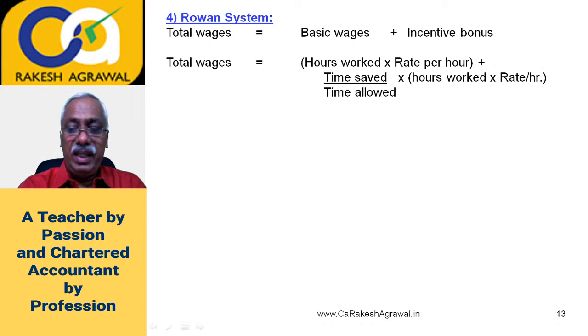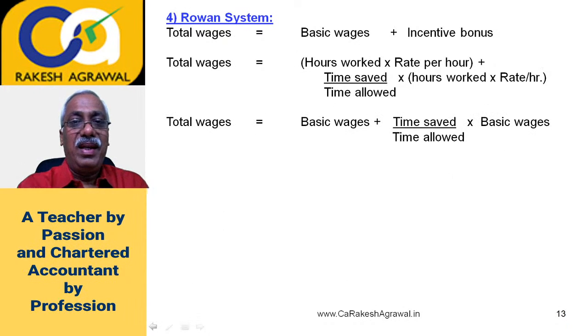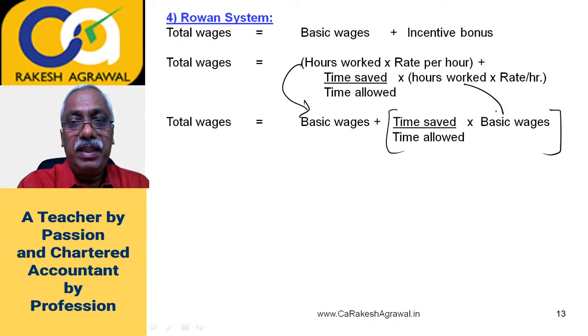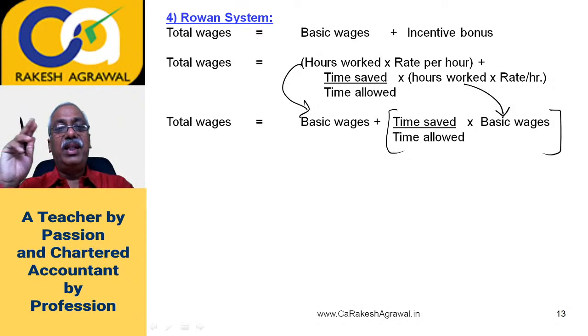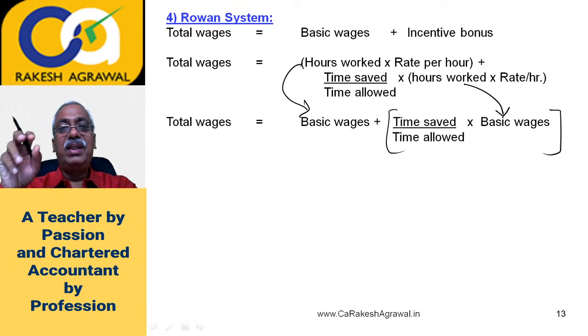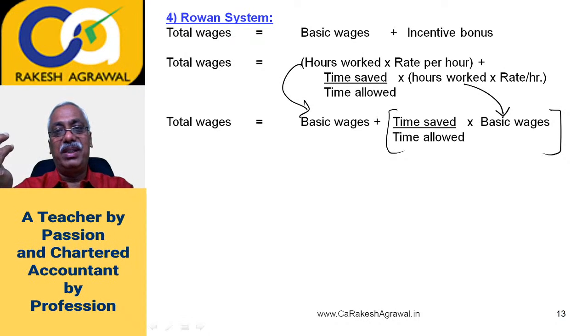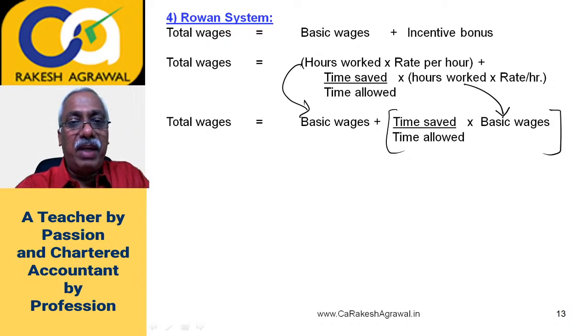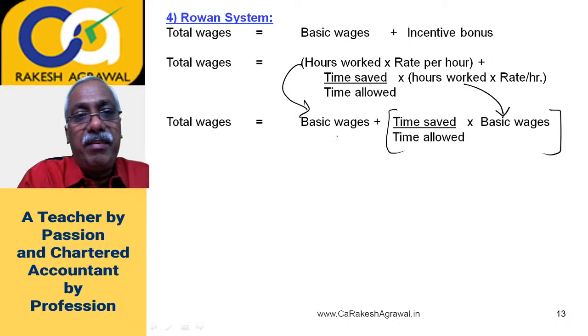So can I write it like this? This whole bracket is basic wages. So I can say total wages payable, basic wages plus bonus, is equal to basic wages plus time saved upon time allowed of basic wages. Means proportion of time saved to time allowed of basic wages is the amount of bonus. Now we'll see the calculation of worker A, but I'll explain it here. It will appear in the next slide.